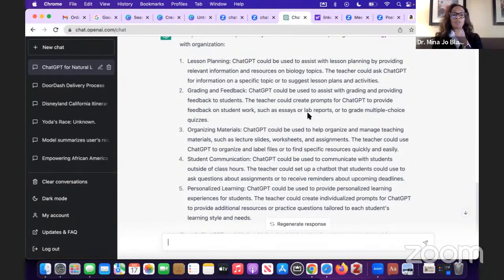Number 4, student communication. ChatGPT could be used to communicate with students outside of class hours. The teacher could set up a chat bot. Now, with ChatGPT, you can ask it to help you create a chat bot after hours. This is fun. The teacher could set up a chat bot the student could use to ask questions about assignments or receive reminders about upcoming deadlines. And I know that some teachers are like, oh my gosh, that blows my mind. I wouldn't even know where to begin.